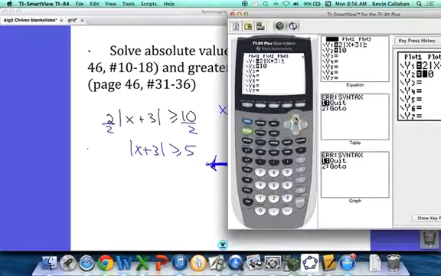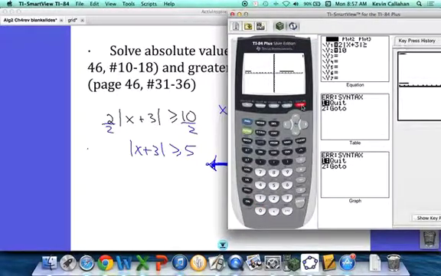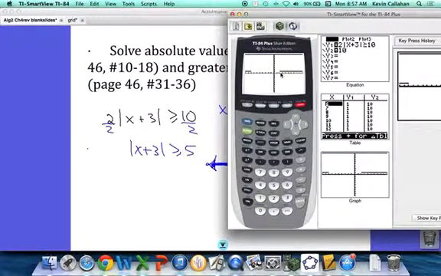Oh, that was wrong. Now I put in a 10. Graph. And you can see there's the 2 into the right, and there's the -8 into the left. Okay, and we didn't even isolate it or anything. It'll do the whole thing for you.